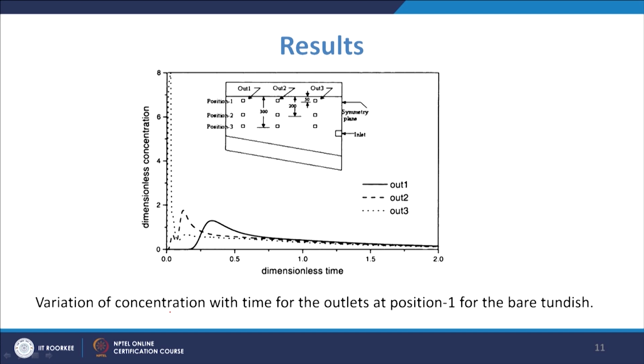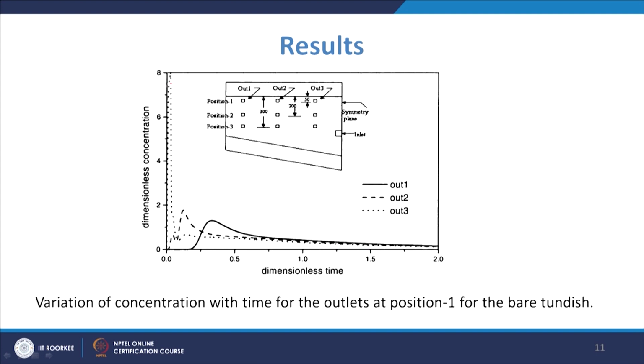Now, out 1 is away from the inlet, and out 3 is close to the inlet. At out 3, close to the inlet, you see a large increase in the dimensionless concentration peak, and then a sharp decrease, and then it is slowly decreasing as we move with time. Now, the thing is that we take up to 2 times the dimensionless time, and we do the analysis.